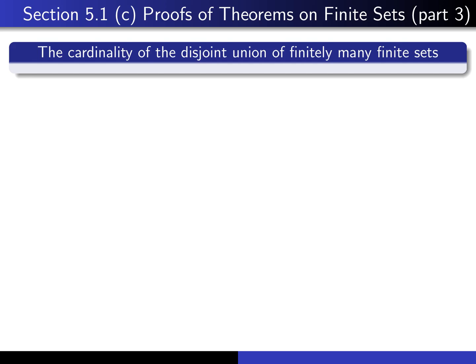This is part 3 in our series of lectures on proofs of theorems on finite sets. And in this lecture we're going to talk about the cardinality of the disjoint union of finitely many finite sets.